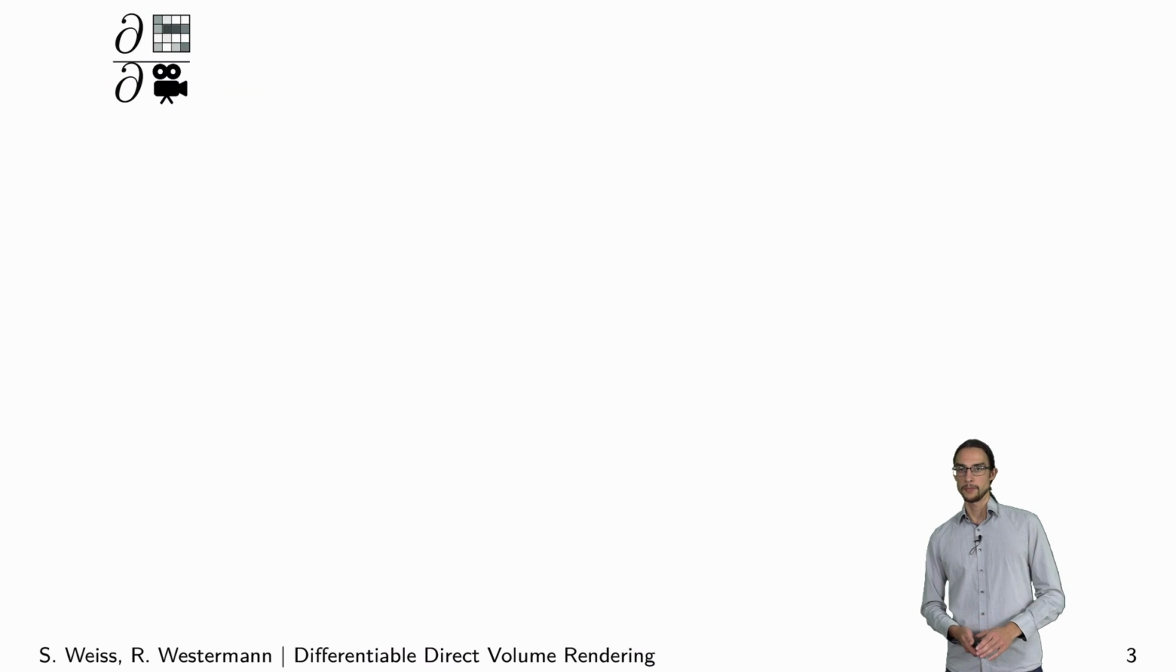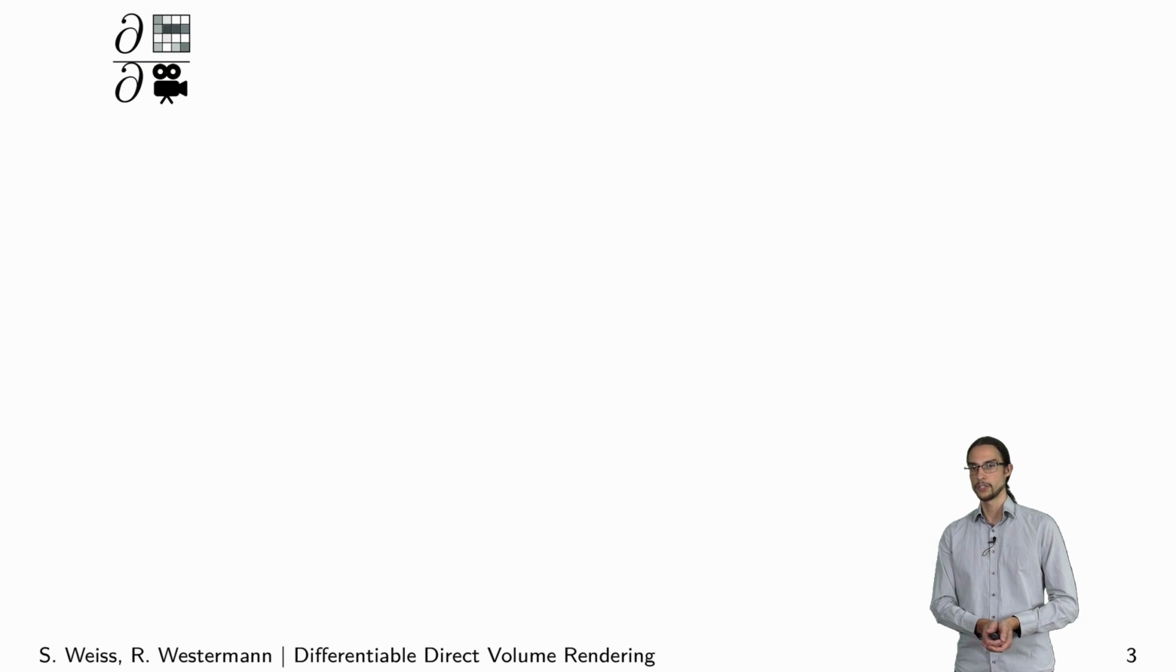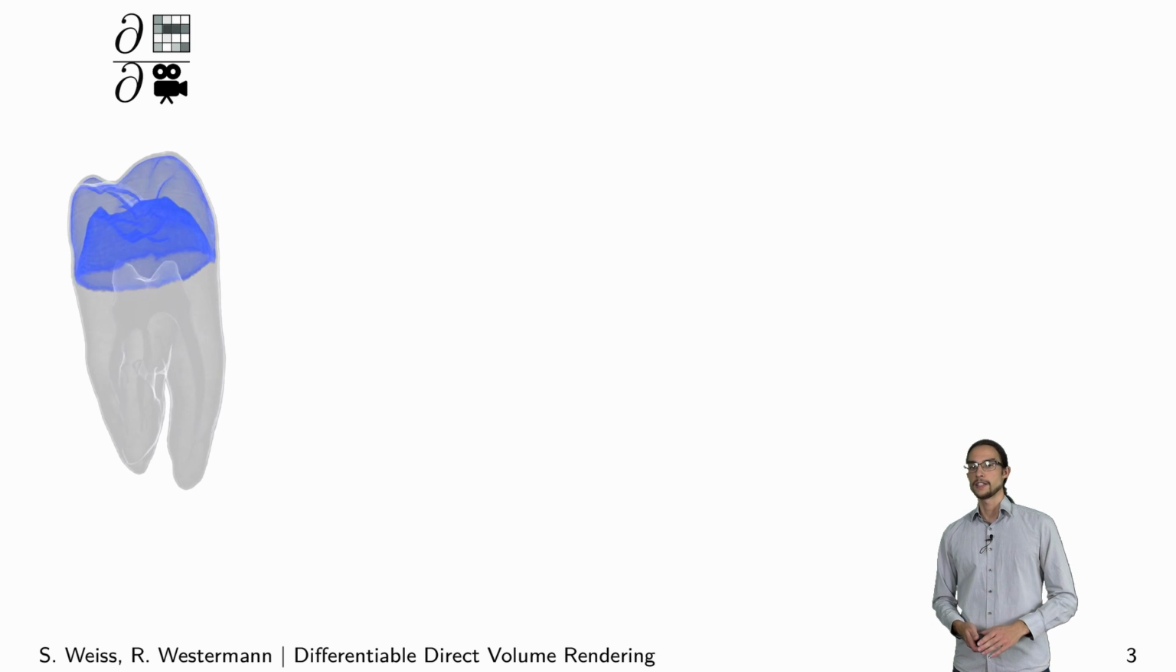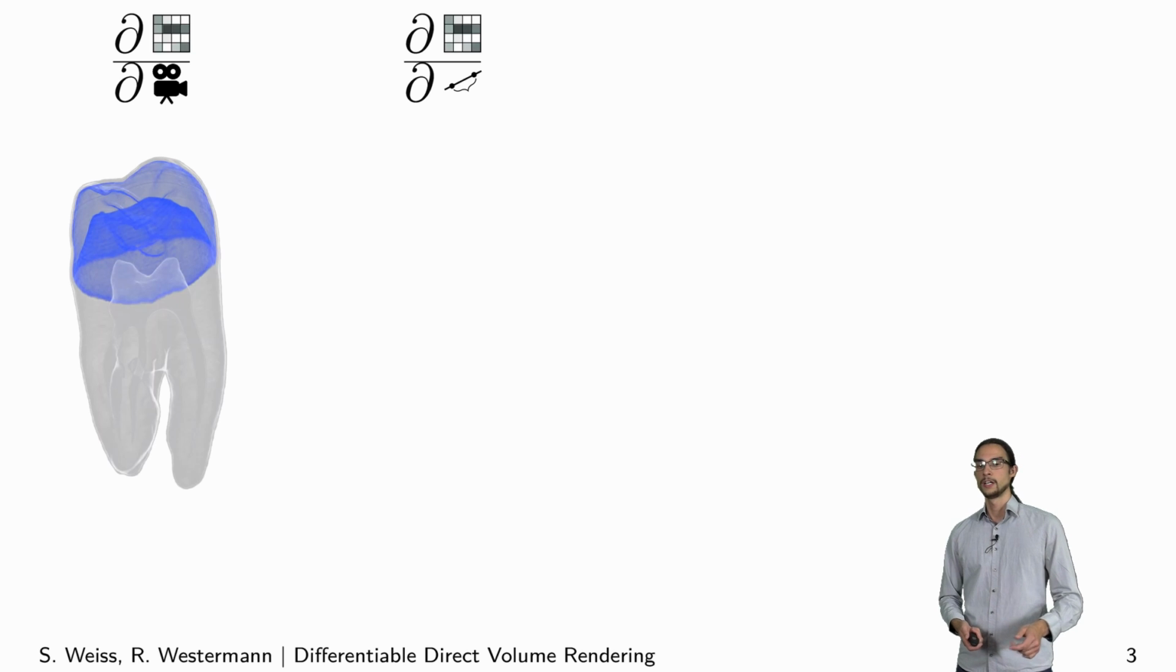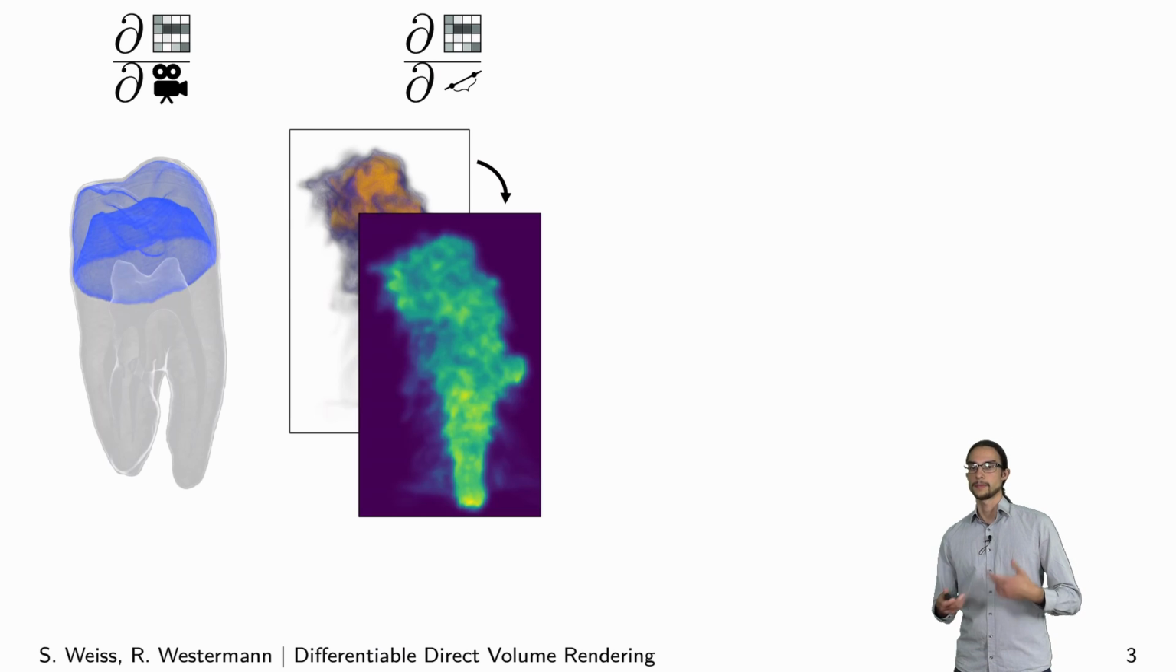With respect to the camera, we imagine this can be used to optimize the viewpoint, so find the best viewpoint that visualizes a specific dataset. For the step size, the change of the image based on the step size at this pixel can be used to find some way of adaptive step size.